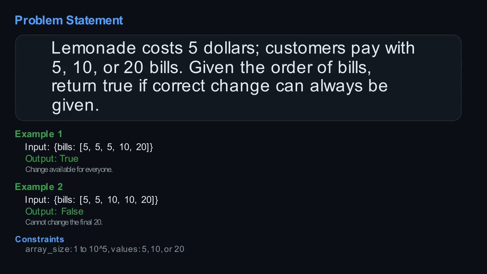The fourth customer pays with $10. You need to give them $5 change. You have three $5 bills, so you give one back. Now you have two $5 bills and one $10 bill.